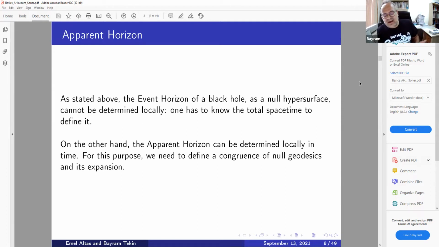So as I just told you, the event horizon of a black hole as a null hypersurface cannot be determined locally. So one has to know the total space-time to define it. And the apparent horizon can be defined locally. And for that purpose, we need to define a congruence of null geodesics and its expansion. Basically, when I say null geodesics, think about light moving in space, okay?